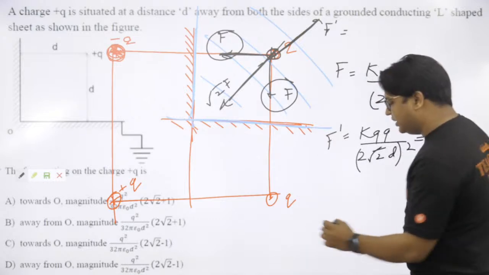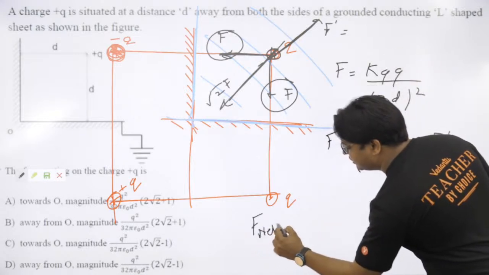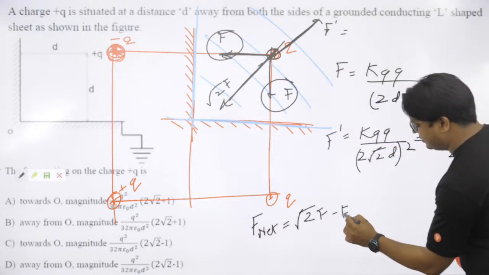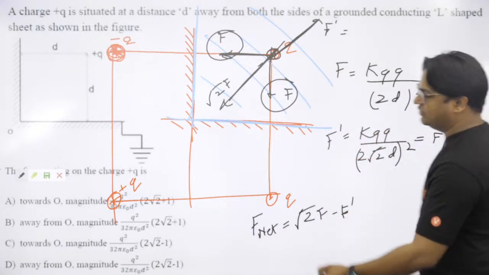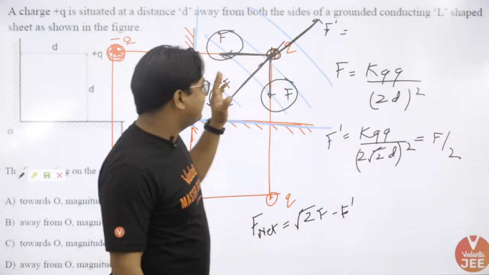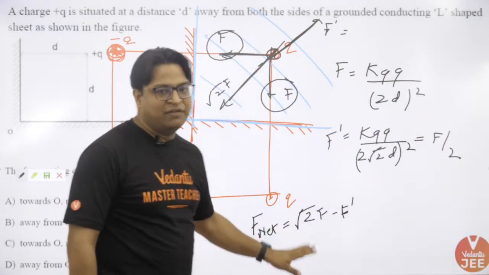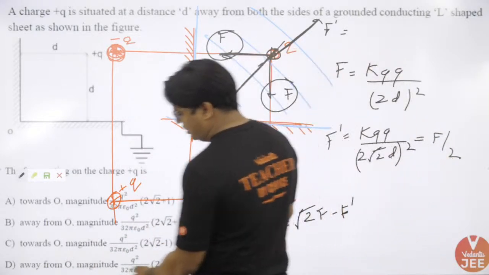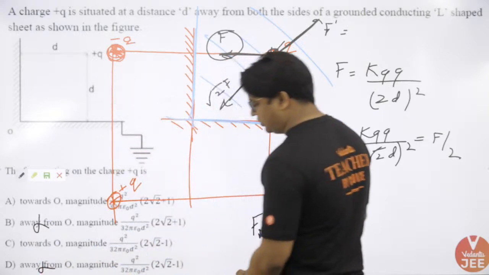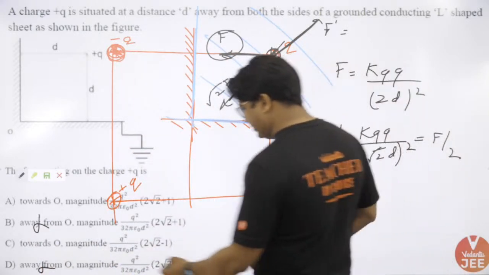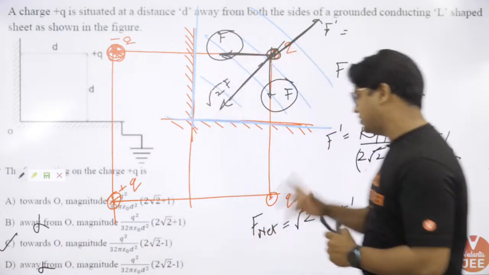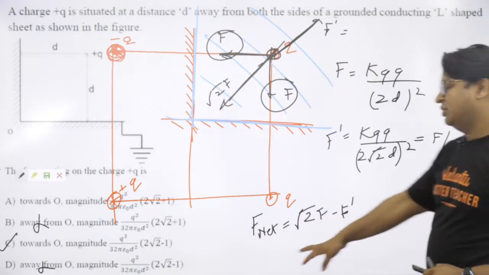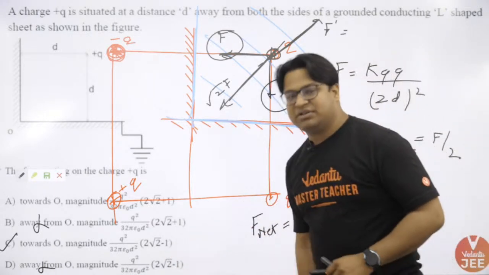So eventually the net force will be written as root 2F minus F prime. Substitute the values, you'll get the answer. Now we have written F prime, you put the values here, finish the calculation, you'll get the answer. The net force will be towards O, so these options are incorrect, and this C option will be the correct one. Once you finish the calculation, you will find that C option is correct, because I'm getting a root 2 minus something here. You will realize that this minus sign appears.